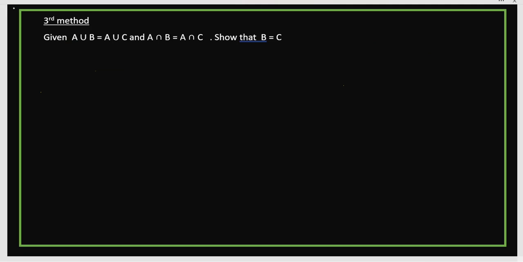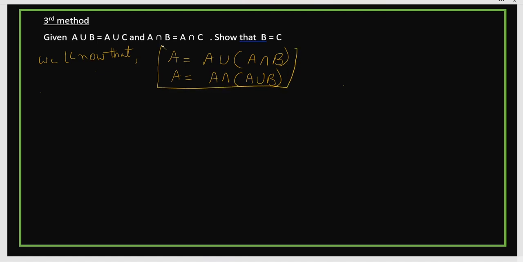The same thing, given data is A union B is equal to A union C and A intersection B equals A intersection C. We have to show B equals C. See, we have seen certain formulas in the previous videos. We should remember all of them. We know that A equals A union A intersection B and A equals A intersection A union B. These two are very important. And it is simple, it is not difficult, but you should remember them.